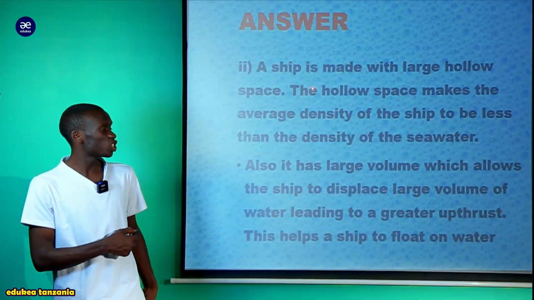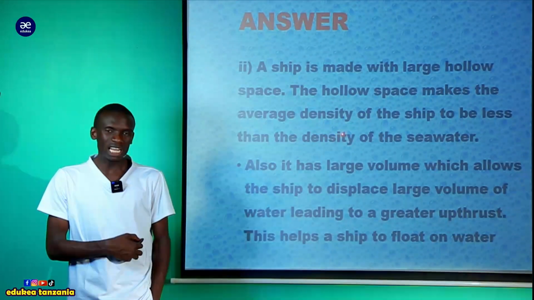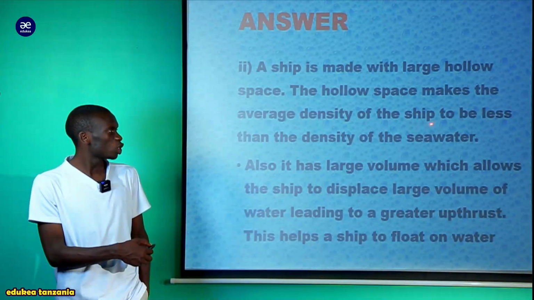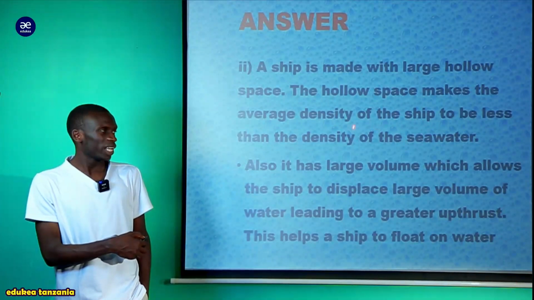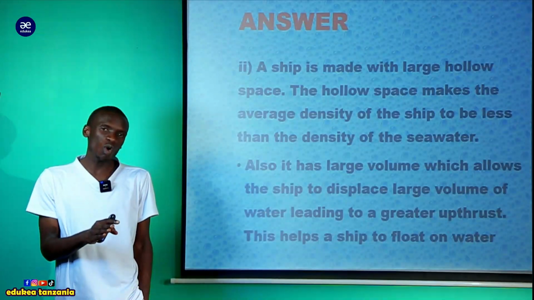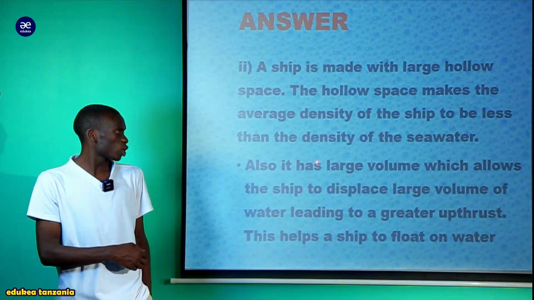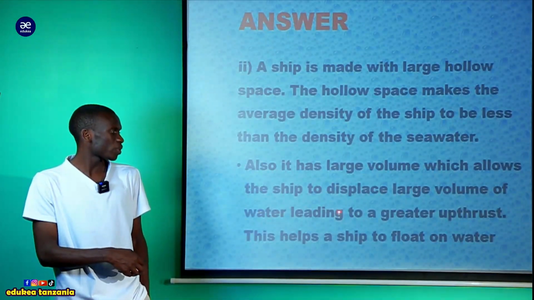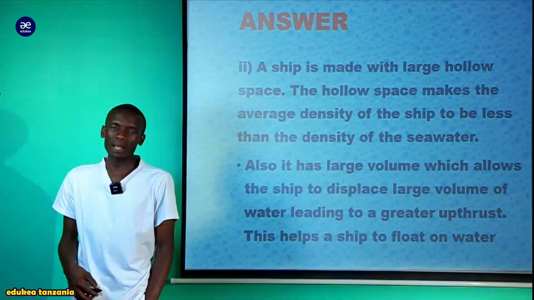After then, let's see a ship. We say a ship is made with large hollow space. It is made with large hollow space. But this hollow space makes the average density of the ship less than the density of seawater. Then also it has a large volume which allows the ship to displace a large volume of water, leading to a greater upthrust. This helps the ship to float on water.